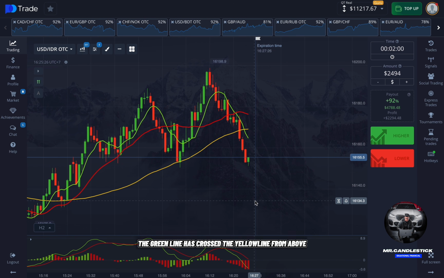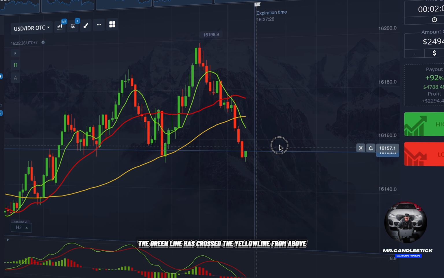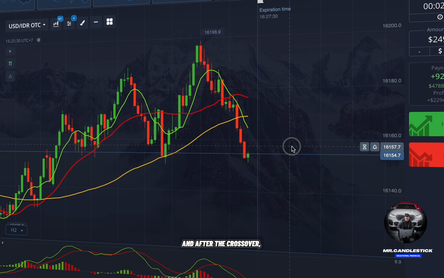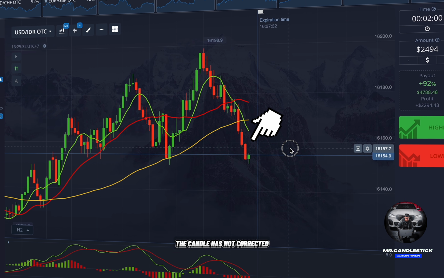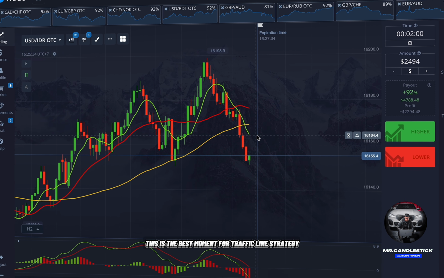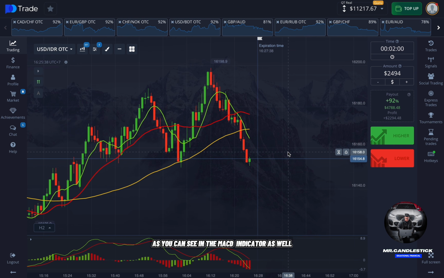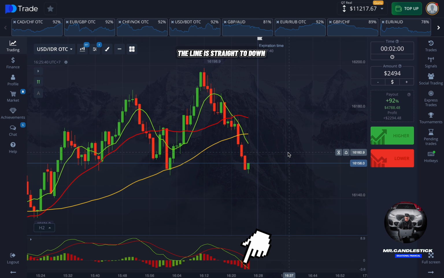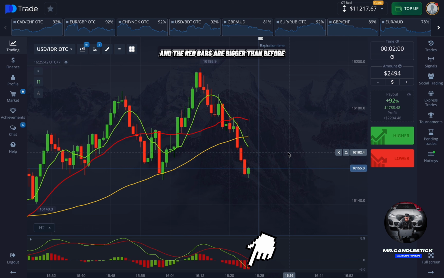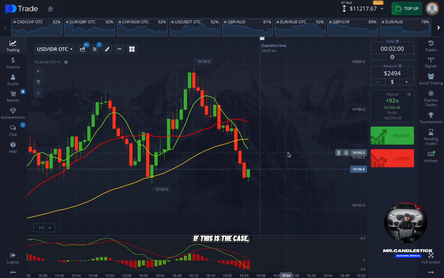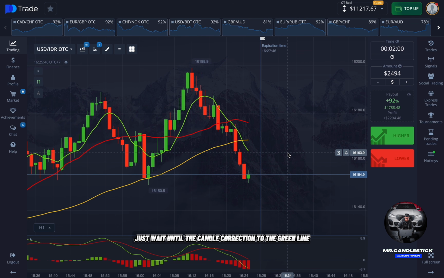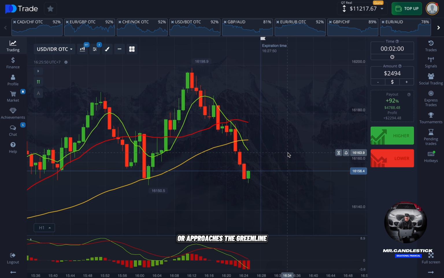Okay, this one. The green line has crossed the yellow line from above, and after the crossover, the candle has not corrected. This is the best moment for traffic line strategy. As you can see in the MACD indicator as well, the line is straight to down and the red bars are bigger than before. If this is the case, just wait until the candle correction to the green line. So let's wait until the candle touches or approaches the green line.